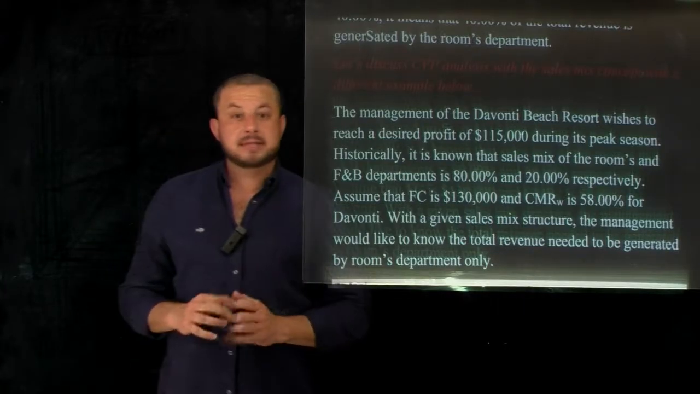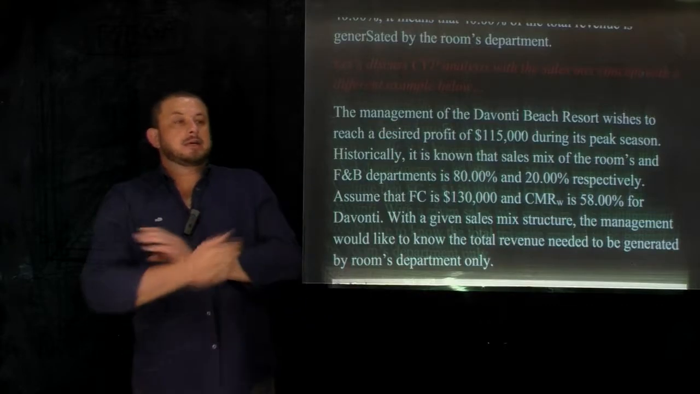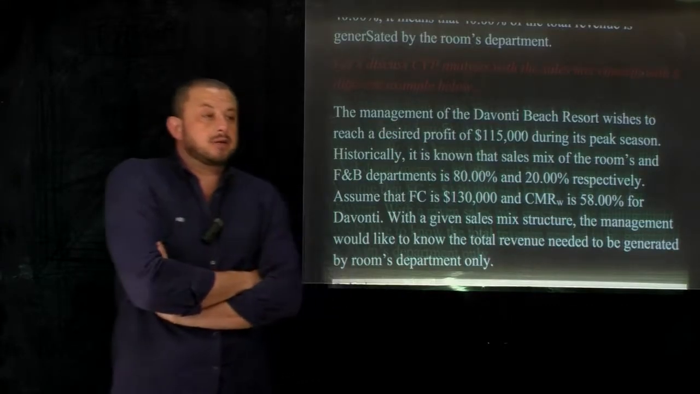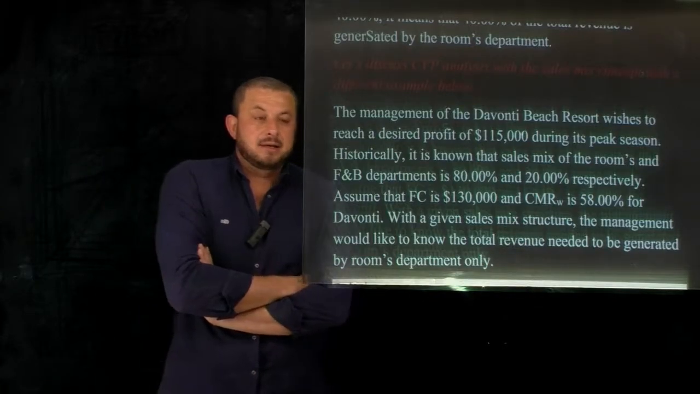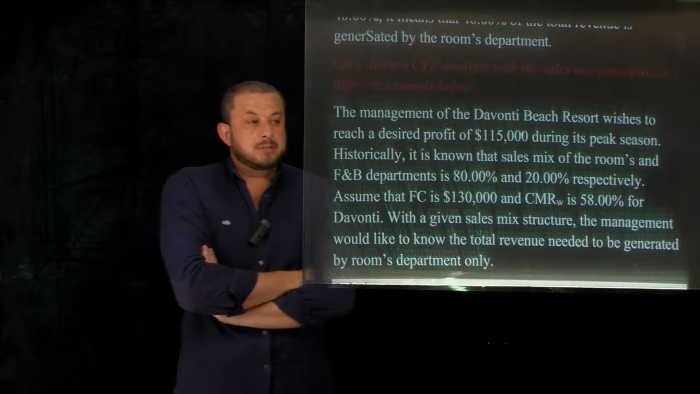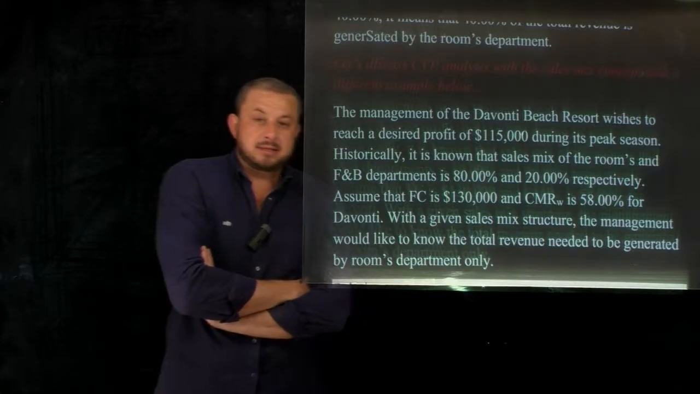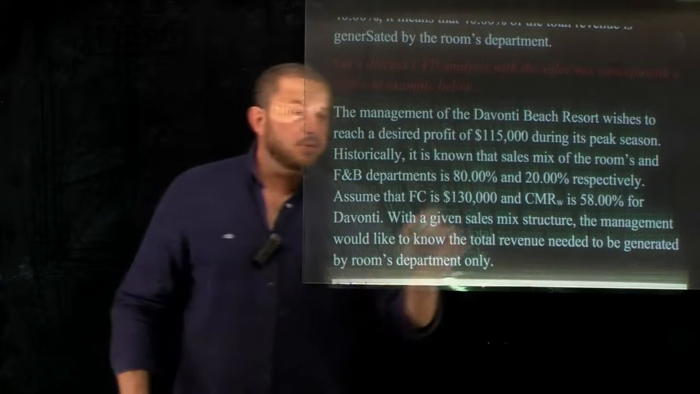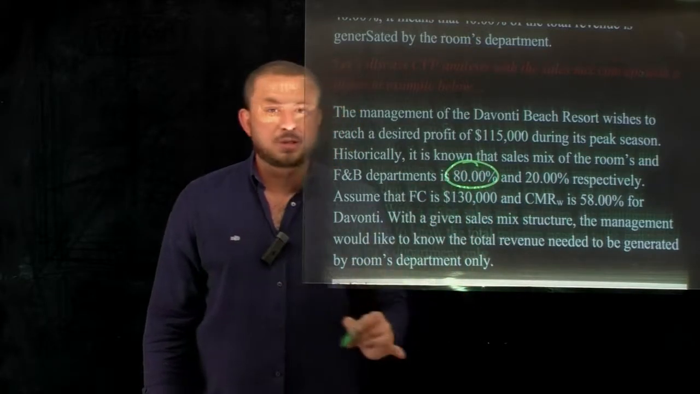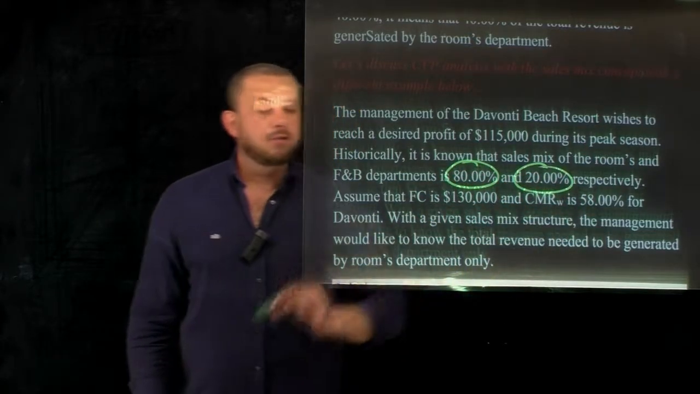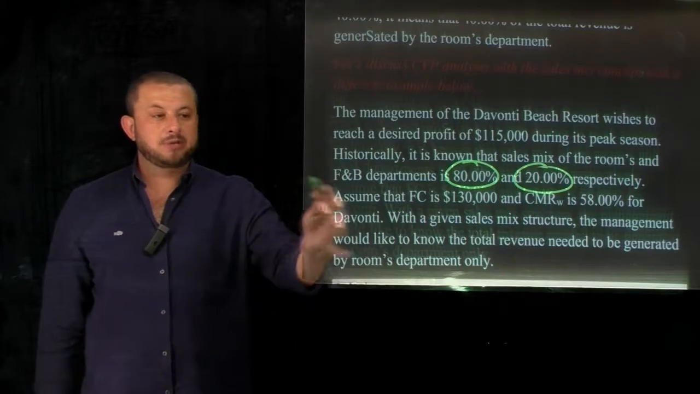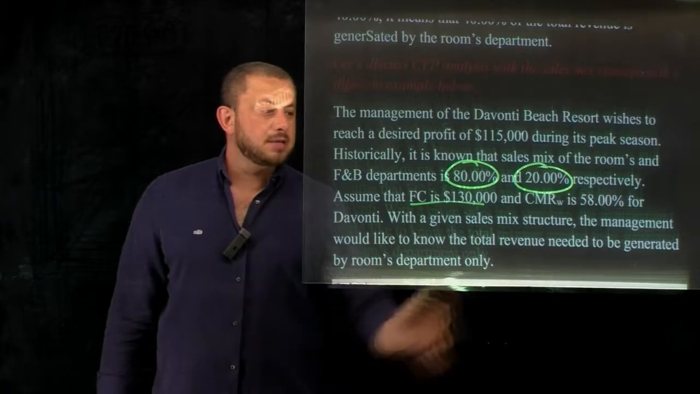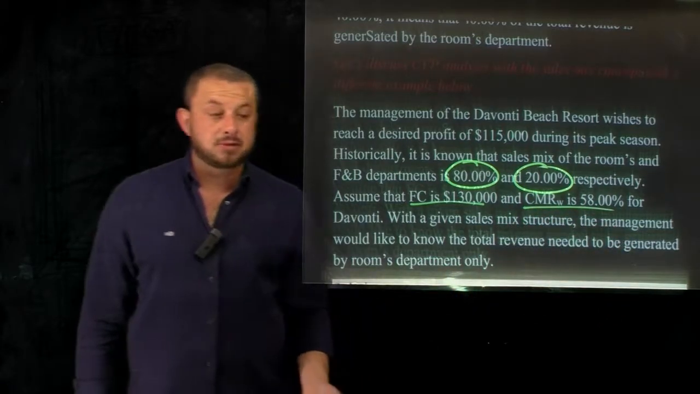Davonte Beach Resort is the example right now. Davonte Beach Resort Management wishes to reach a desired profit of $115,000 during its peak season. Historically, it is known that the sales mix of the rooms and F&B departments is 80% and 20% respectively, meaning 80% of the entire revenues comes from the rooms department and the remaining 20% of the entire total revenues comes from the F&B department. Assume that fixed cost is $130,000 and the CMRW is 58% for Davonte.